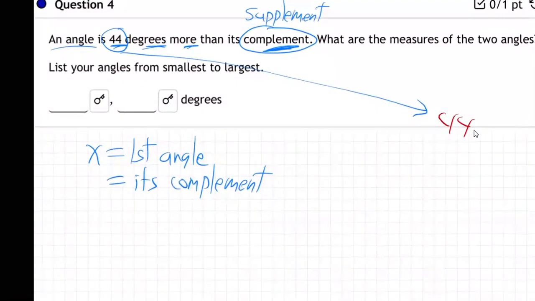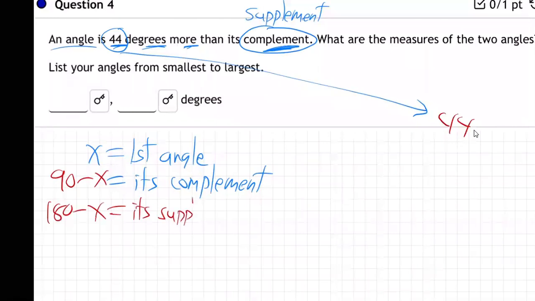Would it be 180 minus x? Oh, wait, it's a complement, so it'd be 90. Yeah, you're totally right. Minus x, right? So it's 90 minus x for complement, or 180 if you have supplement. I'll put that in parentheses because that's not what I have, but I know some of you do. So either 90 minus x for complement or 180 minus x for supplement.